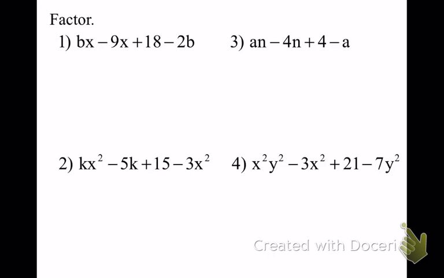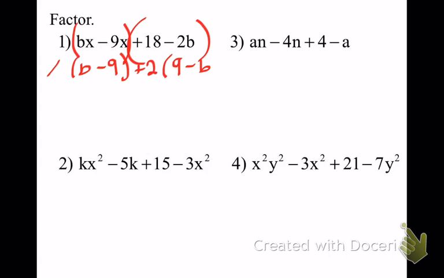Okay, so now let's try it. Group yourself, make groups. If you can't find a group, try and rearrange it. We generally do this when we have 4 terms. I can divide out an x, and I'm left with b minus 9. I can divide a 2 plus 2, and I'm left with 9 minus b. So this right here is where I'm going to need to divide that negative 1 out. So instead of positive 2, I'm going to divide a negative 2.